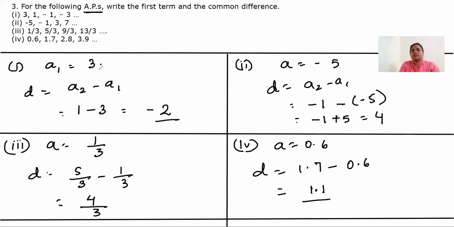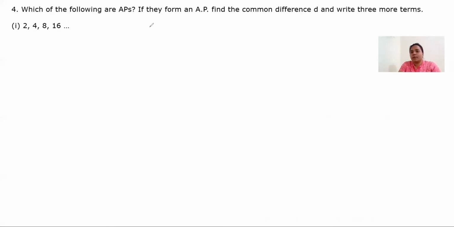So the next question. Which of the following are APs? So in this one, we have to find which are APs or not. So in this case, we have to find D in all the cases, like A2 minus A1, A3 minus A2, A4 minus A3, like that. We have to check whether we are getting D as same or not. If they form an AP, find the common difference D and write 3 more terms. So let's start.